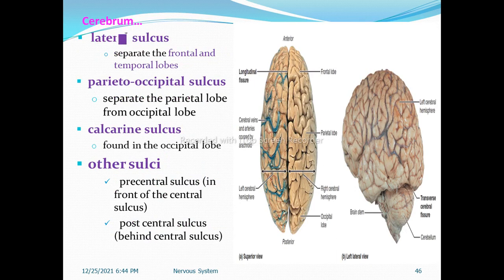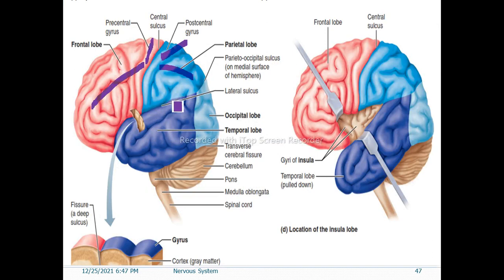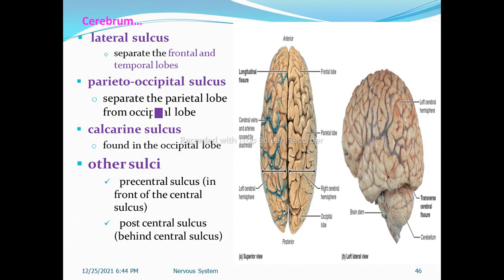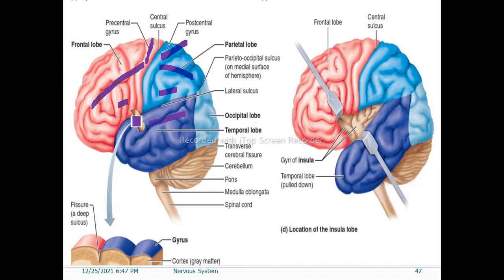The other is the lateral sulcus. The lateral sulcus separates the frontal and temporal lobes. This is the lateral sulcus. This is temporal, this is frontal, this is parietal. So it separates the frontal and temporal lobes. This sulcus is known as the lateral sulcus.